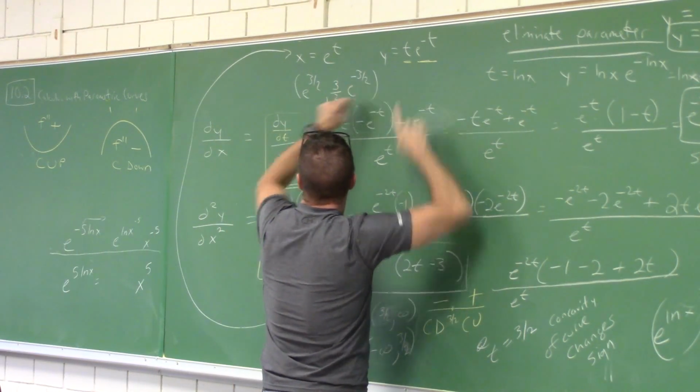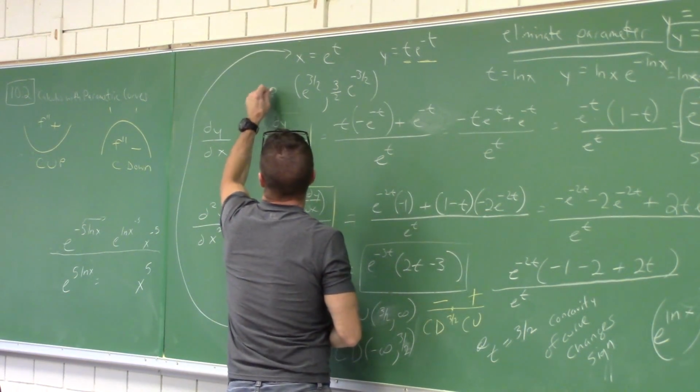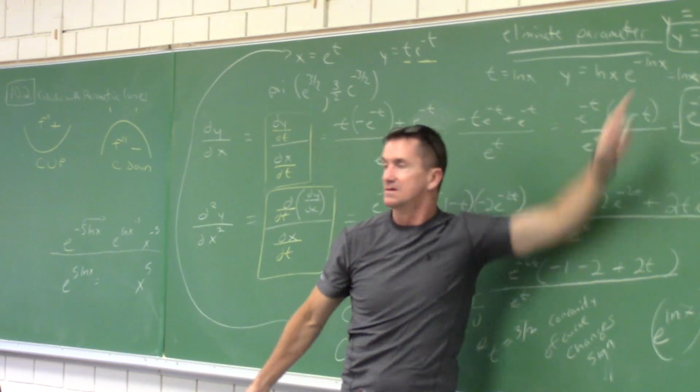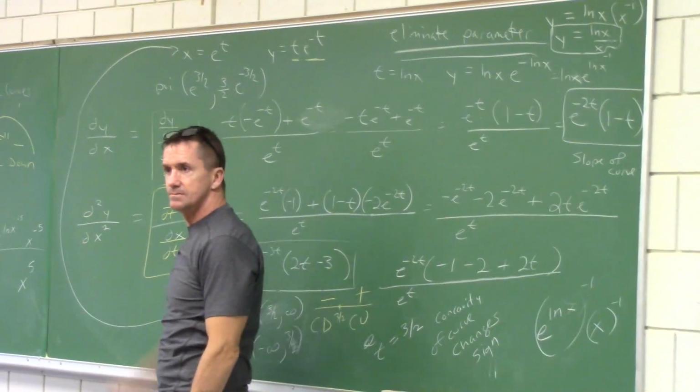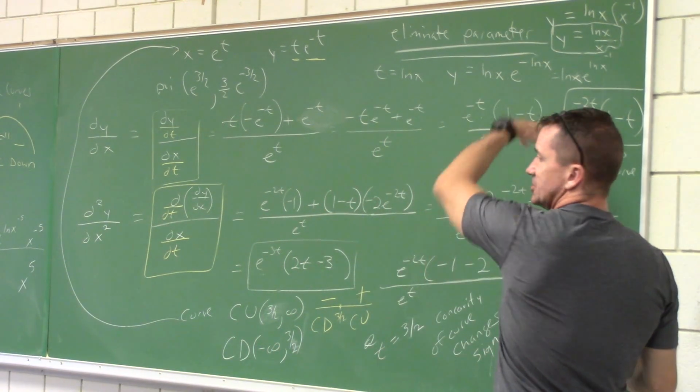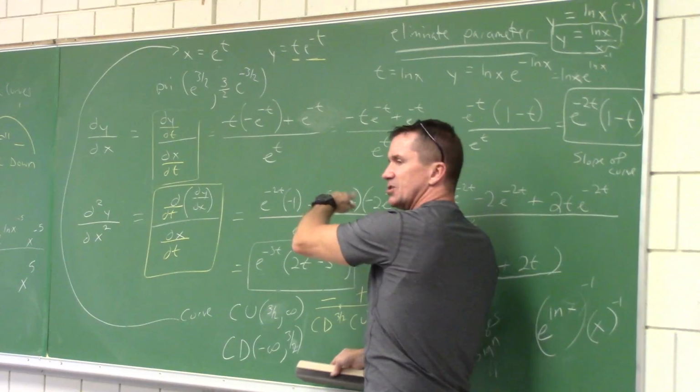Negative 3/2, there's your point of inflection. I'll put a point. Isn't that cool? And there's a point of inflection on that curve at that point. Nice. I love it.